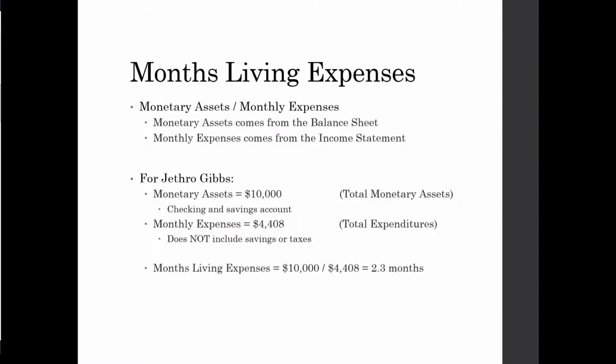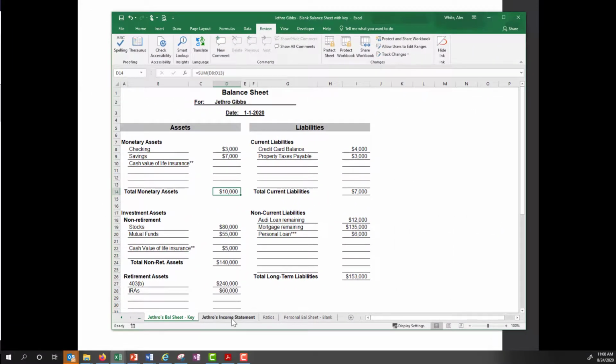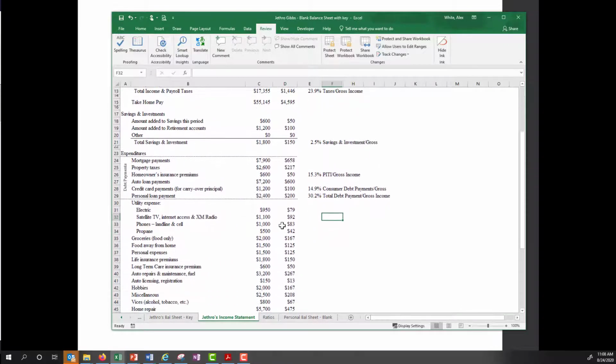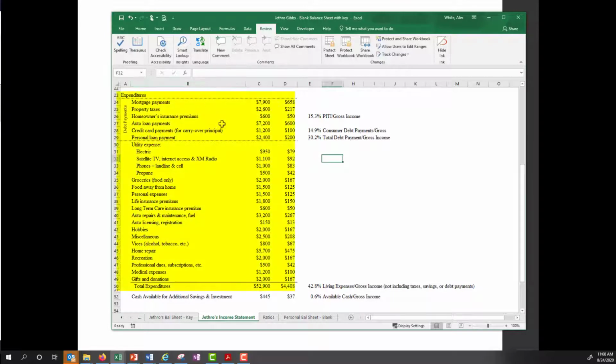To get the monthly expenses, we're going to pull this from the bottom of the income statement or the budget. And if we slide over to Jethro's income statement, remember, we're not going to include income taxes and payroll taxes. We're not going to include savings and investments. We're looking at what your normal expenditures are on a monthly basis. So we have all of our debt payments, utilities, groceries, and so on. In this case, the total monthly expenditures are just over $4,400 per month.